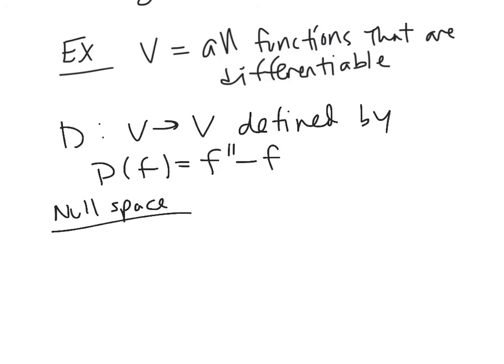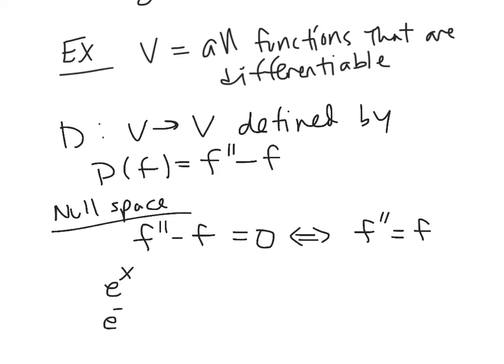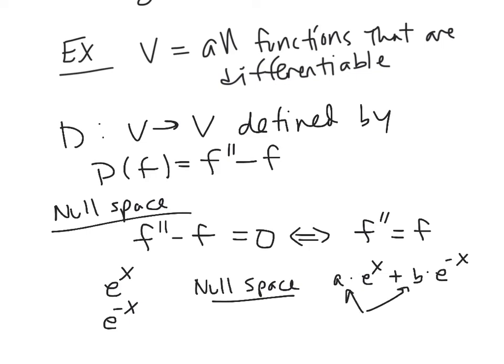Okay, now that you've had a chance to do it, we need to find a function so that I take the second derivative and subtract the original function, I get 0. In other words, this is the same as finding a function which is equal to its second derivative. If you think about it for a while, you probably are going to get e to the x. And in fact, you get e to the negative x as well. And so the null space is actually all functions of the form a constant times e to the x plus another constant times e to the negative x. So these are scalars or constants.